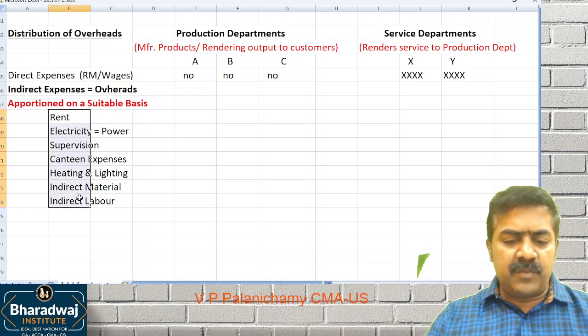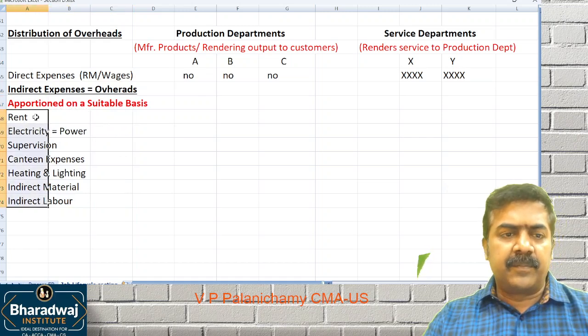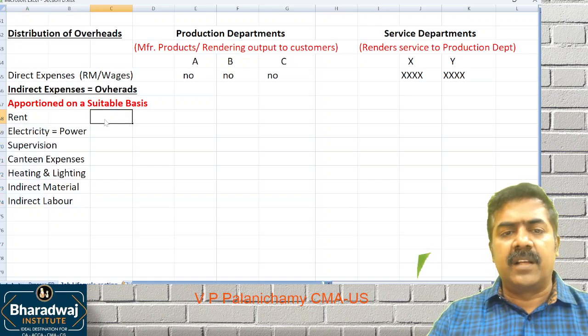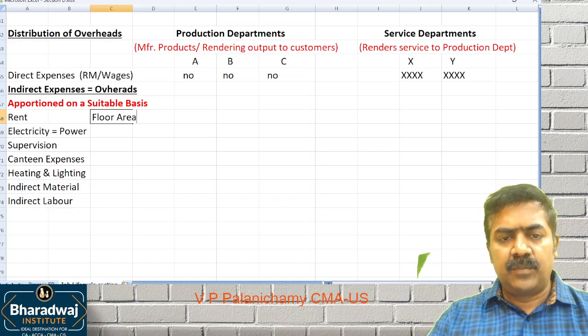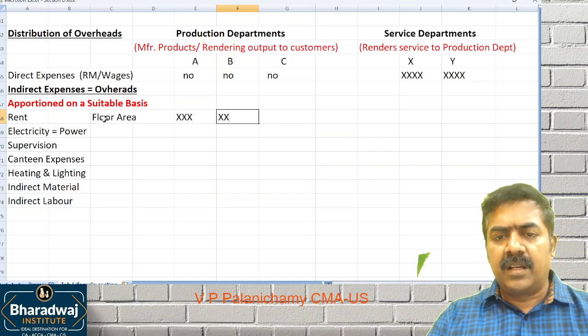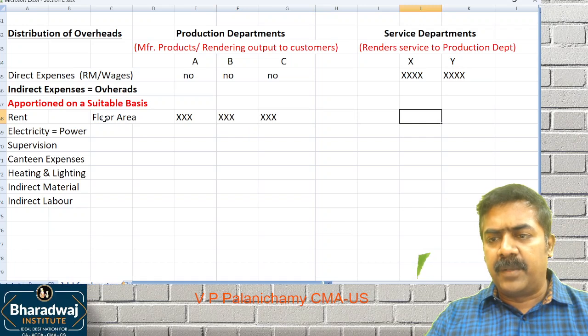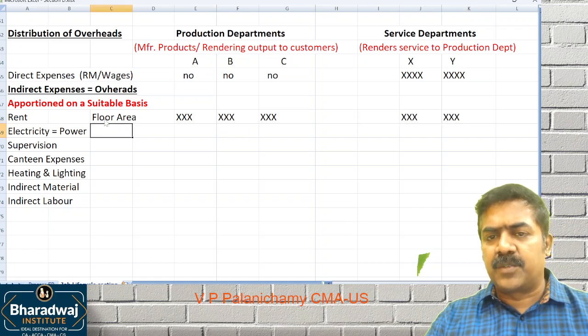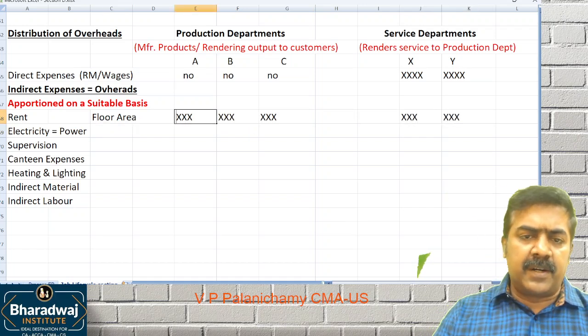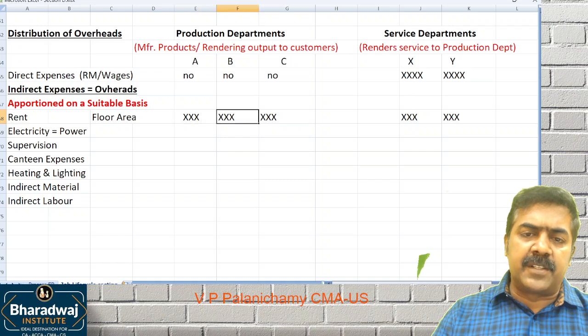On what basis we'll allocate or apportion rent? On what basis we can allocate the rent? Based on the floor area. Based on the floor area, apportion it to production department as well as to which department? Service department.